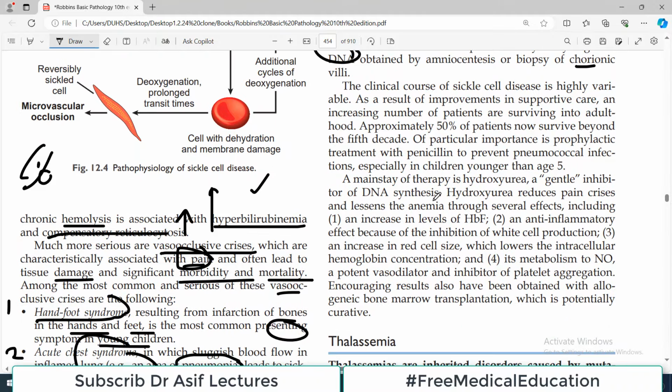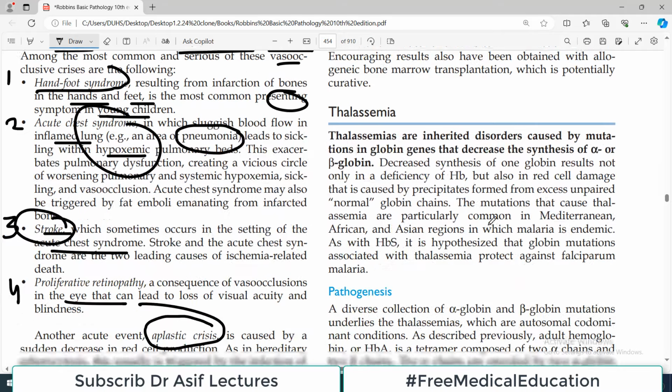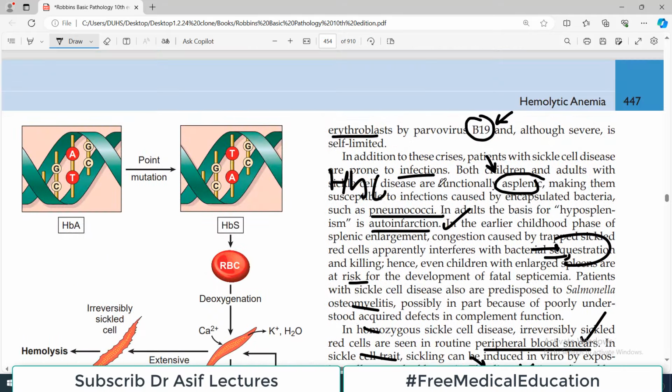have hemoglobin C. And how do you usually treat it? The mainstay of treatment is hydroxyurea, which is a gentle inhibitor of DNA synthesis. Hydroxyurea reduces pain crisis, and we'll talk about the management more in pharma and medicine lectures. Okay, there are one or two more things I need to discuss in this.